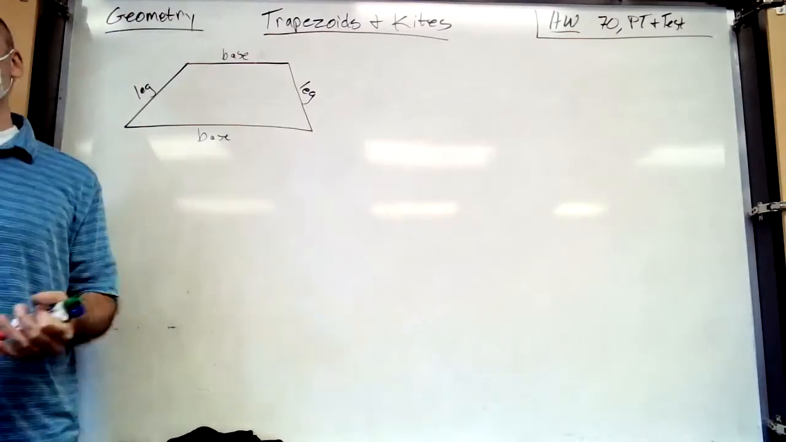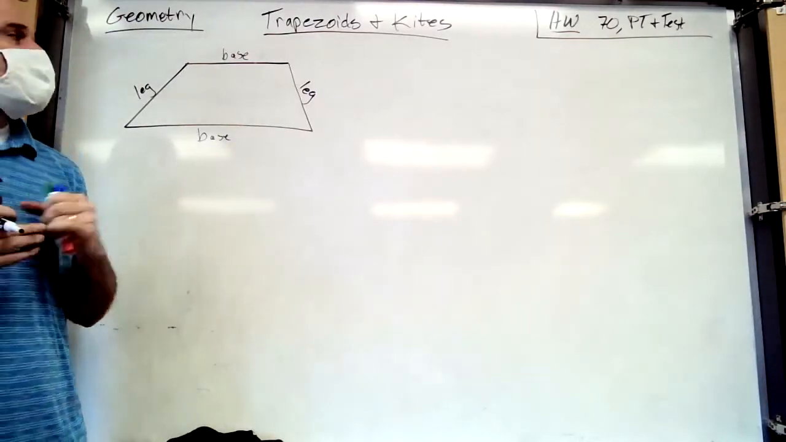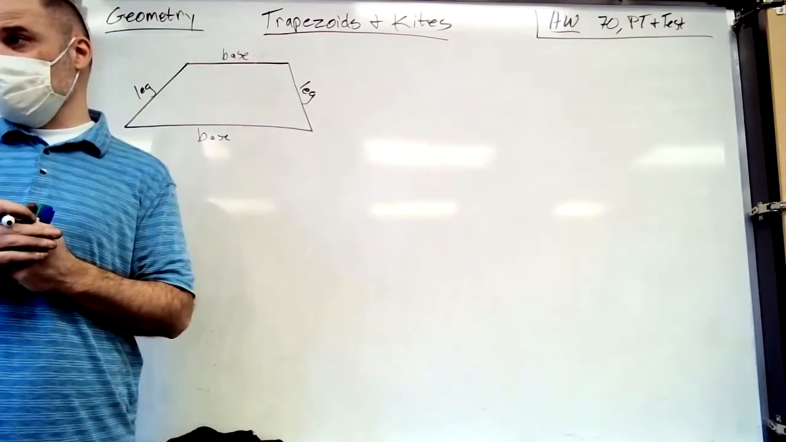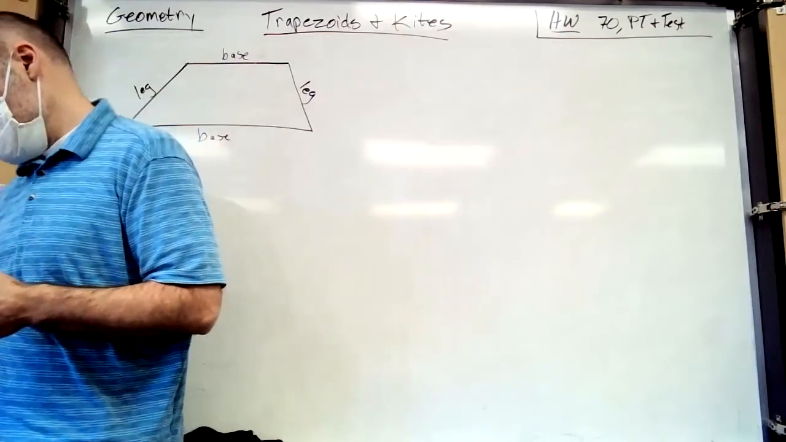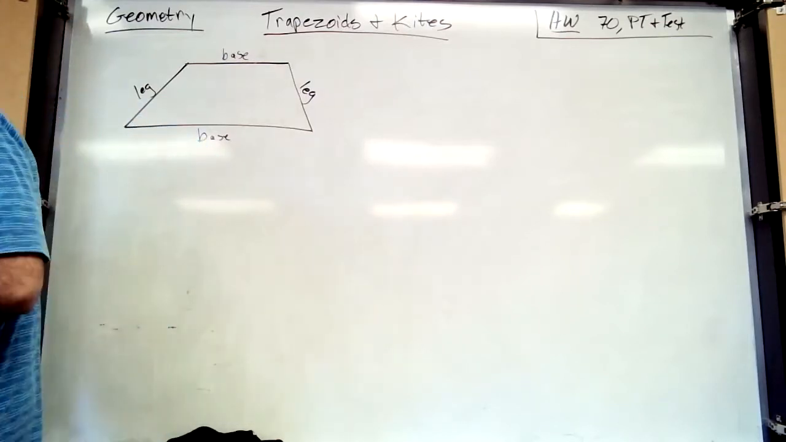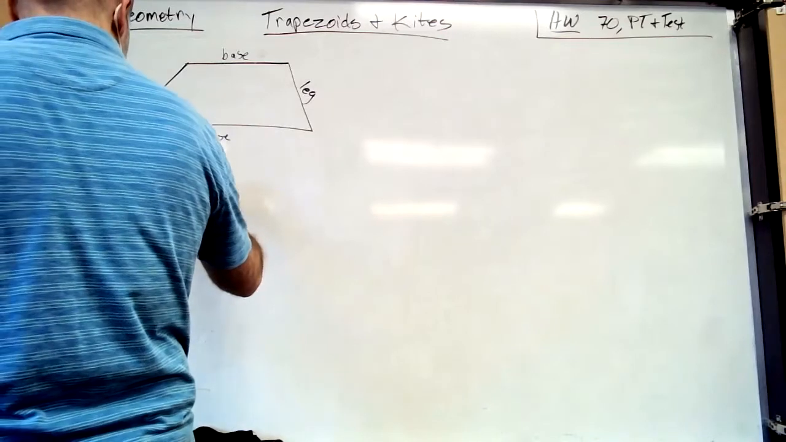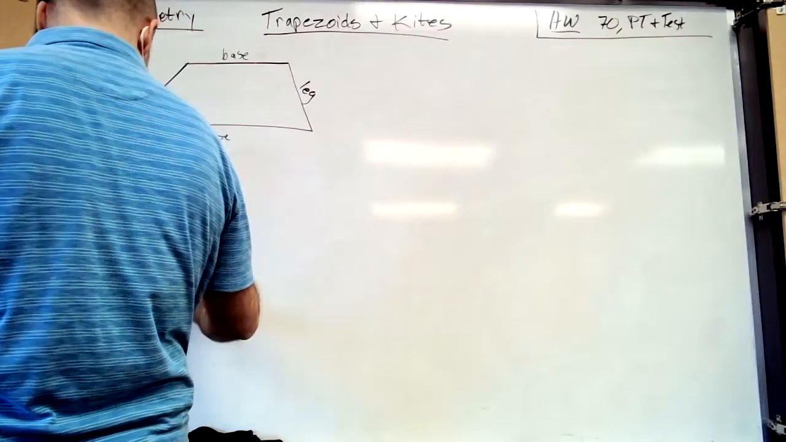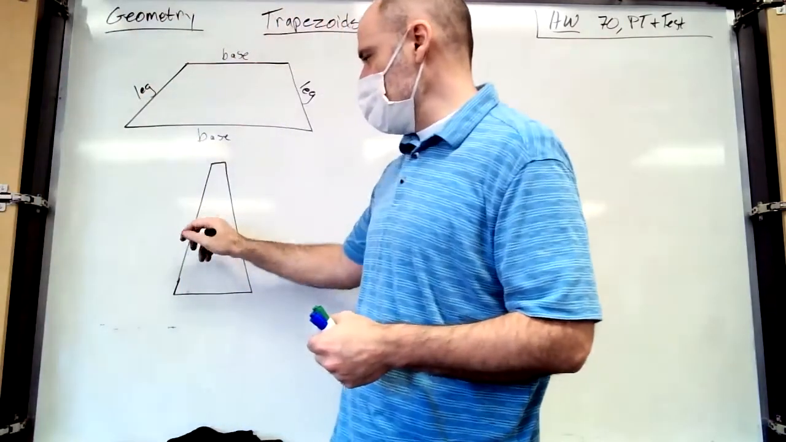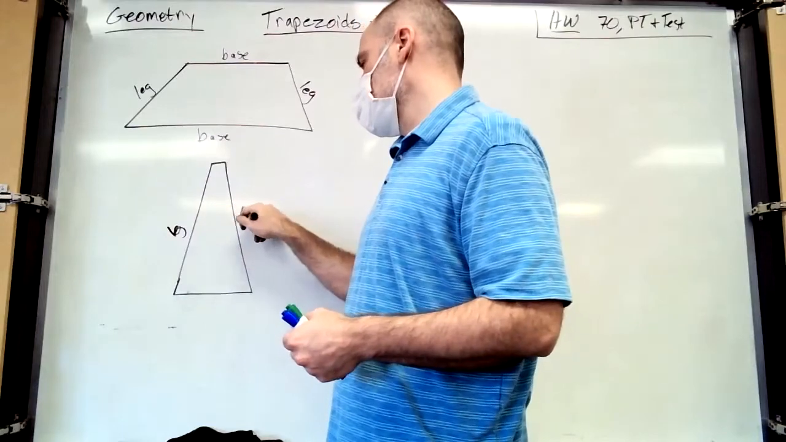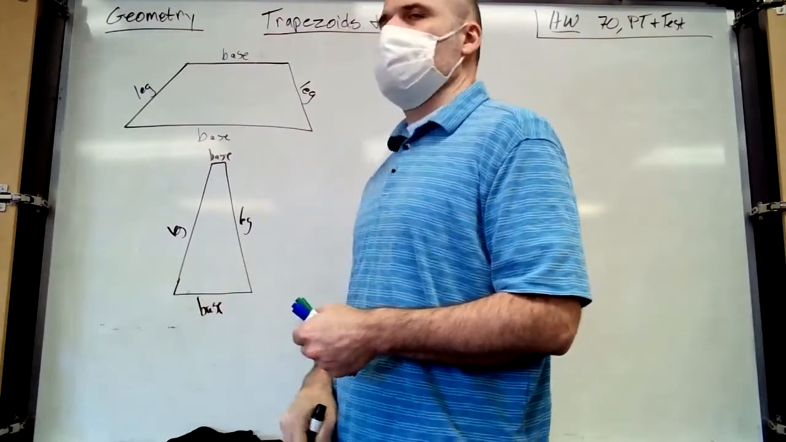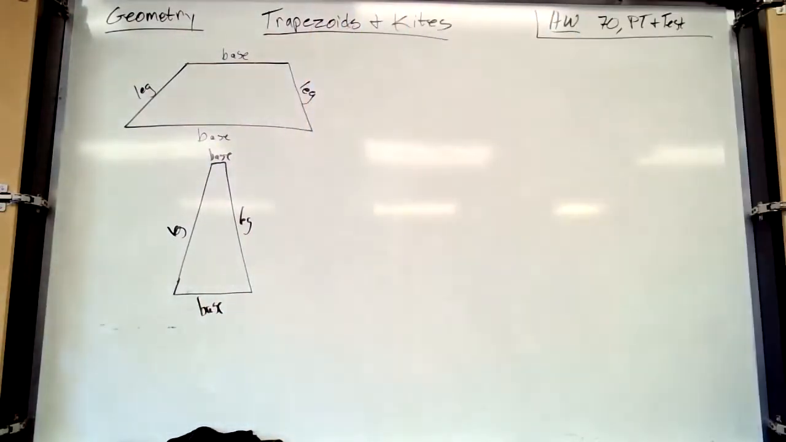Okay, so basically you've got bases and legs in a trapezoid. The bases are the parallel sides. The legs are the non-parallel sides. Are you guys okay with that? Sometimes you get a weird-looking trapezoid. Like maybe here's a trapezoid. These are still just the legs, and this is the base. It's not about which ones are longer or shorter. The bases are the parallel sides and the legs are the non-parallel sides.